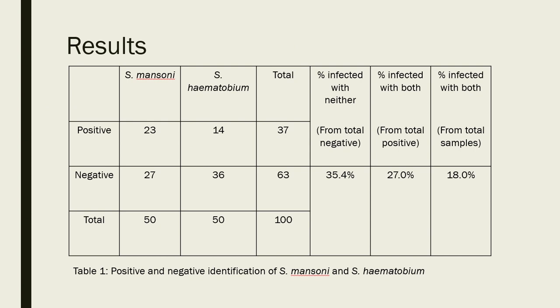My results show that 35.4% of the total negative were infected with neither Schistosoma mansoni or Schistosoma hematobium. It also showed that 27% are infected with both from the total positive, but from the total samples, 18% of the people were infected with both.